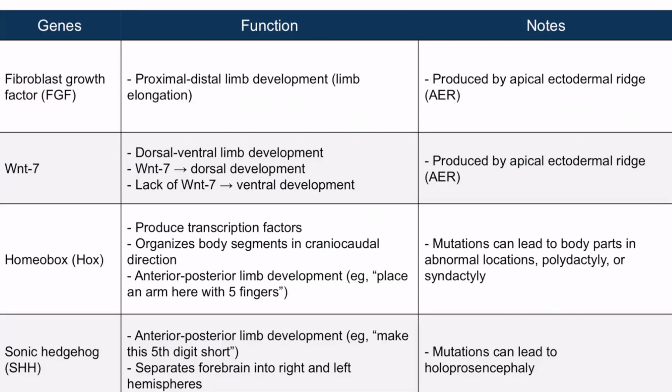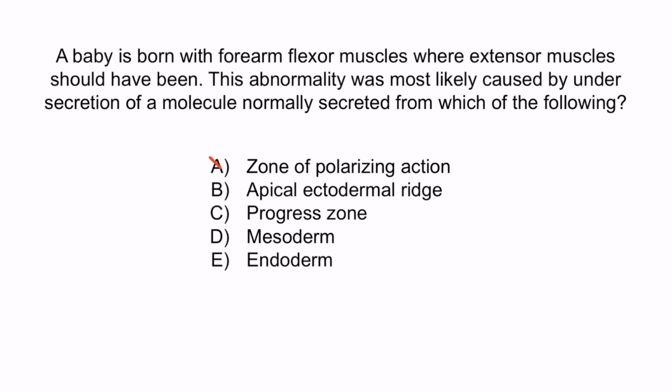Going back to this table, we see that Wnt7 is produced by the apical ectodermal ridge, and it's responsible for the dorsal ventral limb development. Now, A and C are wrong because these are zones that are responsible for producing proteins that have other impacts in limb development, not dorsal ventral development. For example, the progress zone releases FGF and aids limb elongation.